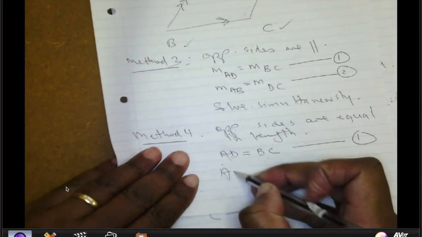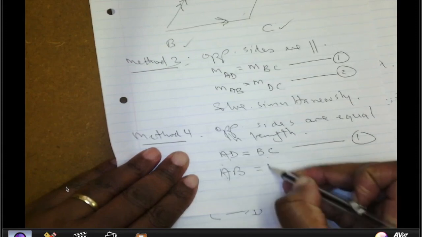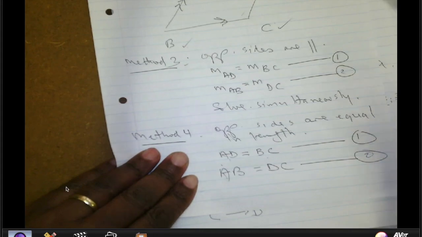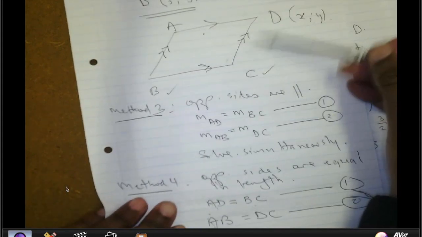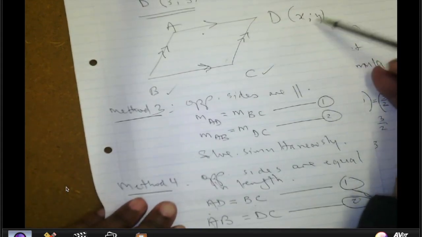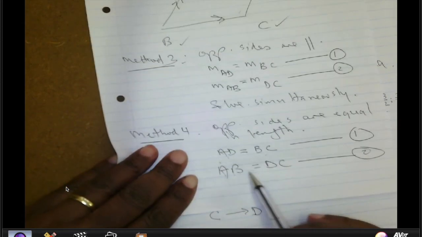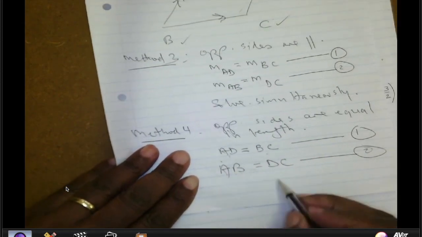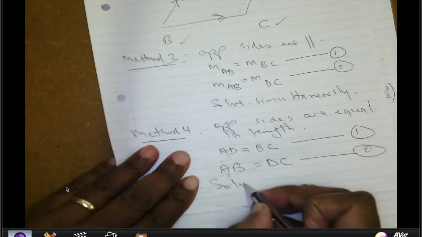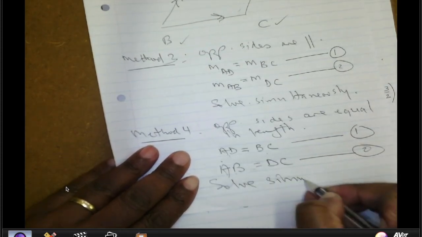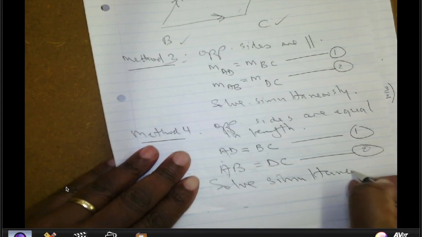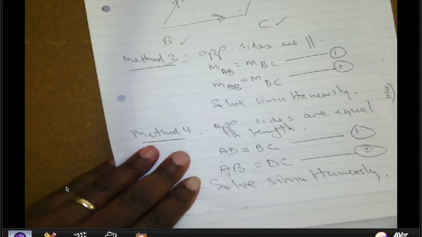So AB must be equal to DC. That will give you another equation. Once again, the length DC will be in terms of x and y. So this is another equation in terms of x and y. And so you now need to take these two equations and solve them simultaneously. All right.